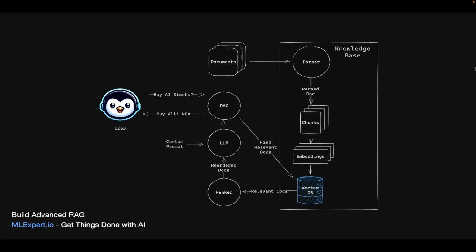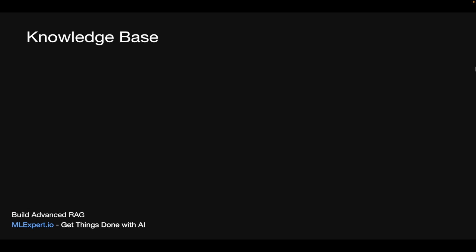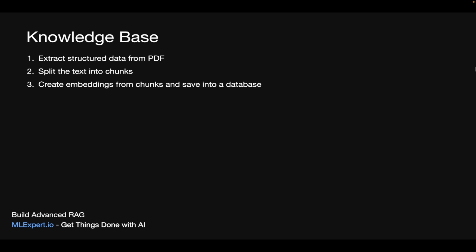The largest component that we are having in our RAG application is going to be the knowledge base, and the main job of this knowledge base is going to be extracting some structured data from a PDF in our case, and then we are going to split the data or the text into chunks. And after those chunks are created, we are going to be using an embedding model to create embedding vectors for these chunks and then save them into a vector database.